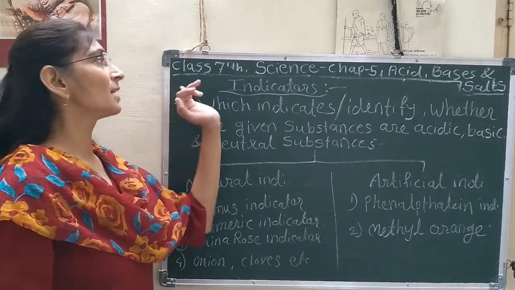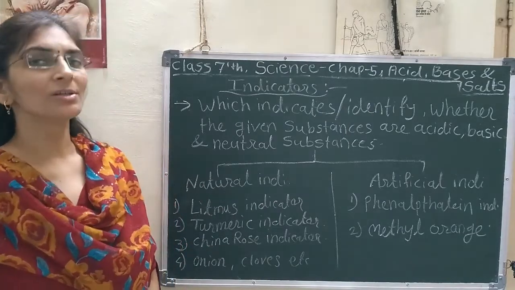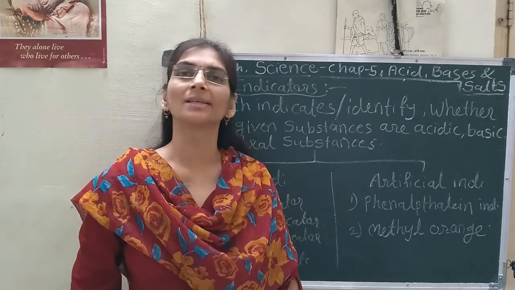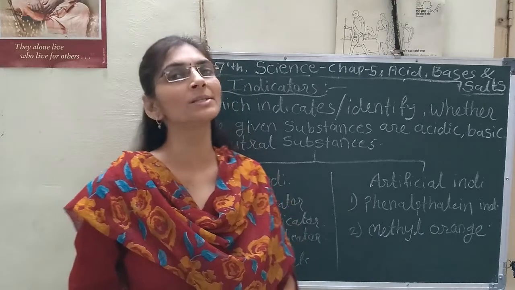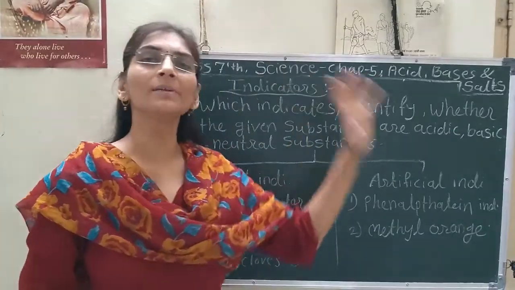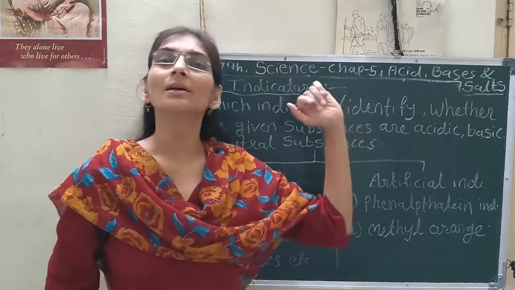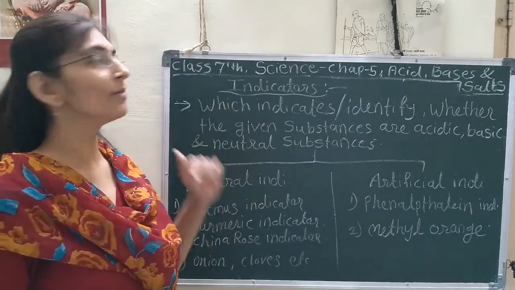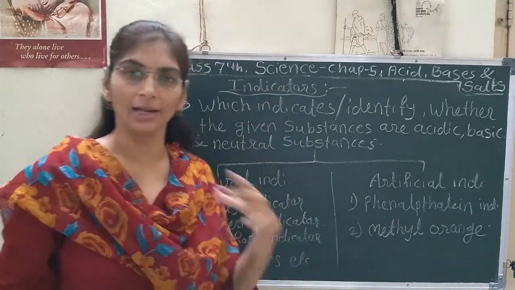Today we will see class 7 science chapter number 5, acid, bases and salts. In our previous lectures we have discussed acid, bases and salts, and also their properties. We discussed in brief the reaction of indicators with acid, bases and neutral substances as well. In today's topic we will learn about indicators in detail.